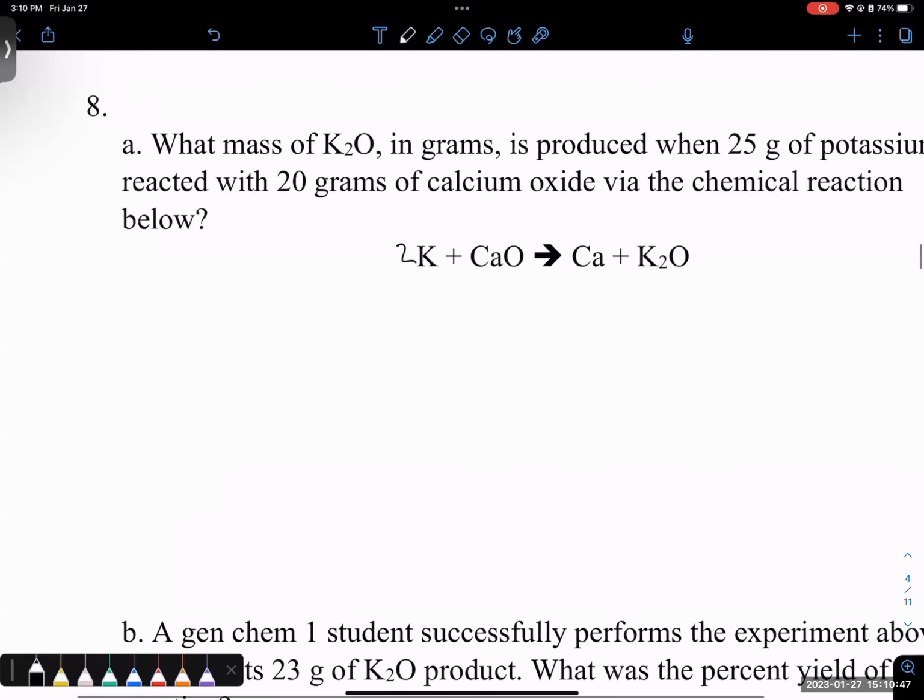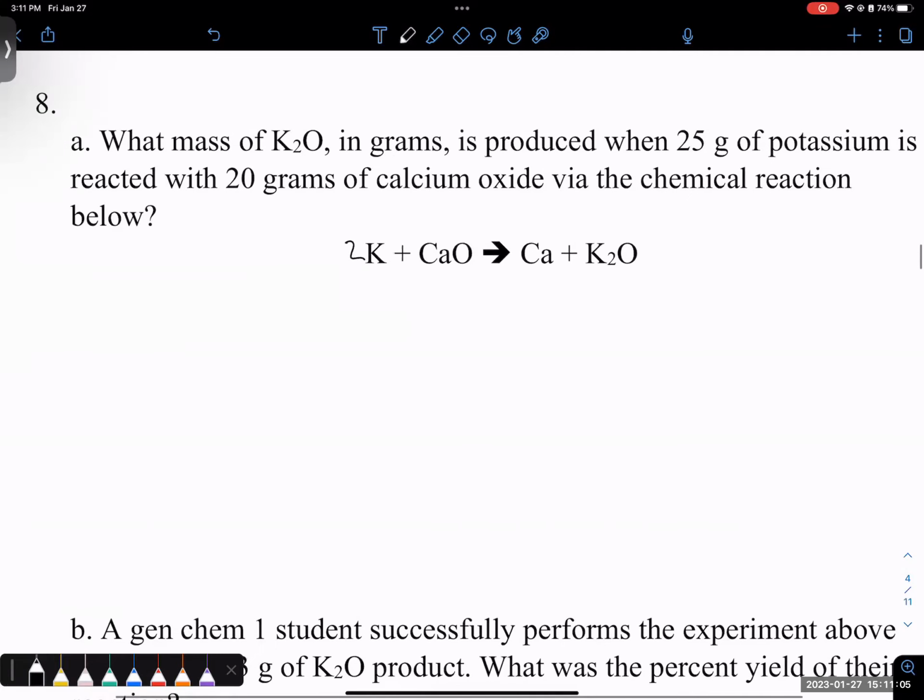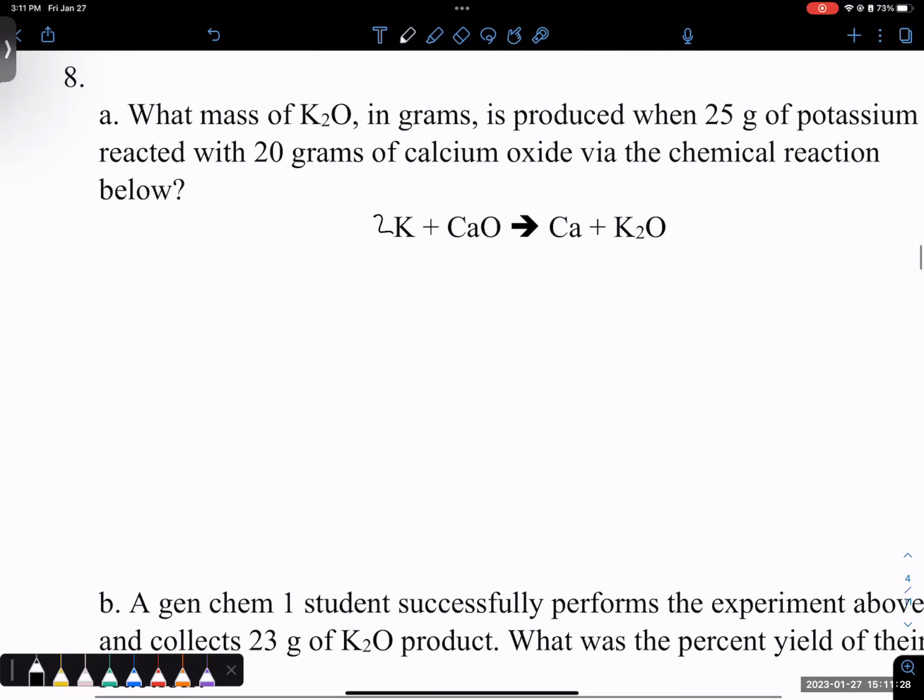So these types of problems, every time you're given information about more than one reactant, what should be the first thing that comes to mind? You're given information, like 25 grams of potassium and 20 grams of calcium oxide. Yes, just like Valeria said, you should be thinking about limiting reactants. Every time you're given information about more than one reactant, you should be thinking about limiting reactants. So to figure out how to solve this, all you need to do is find which product is it concerned with.